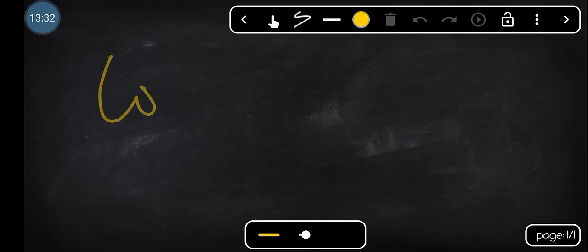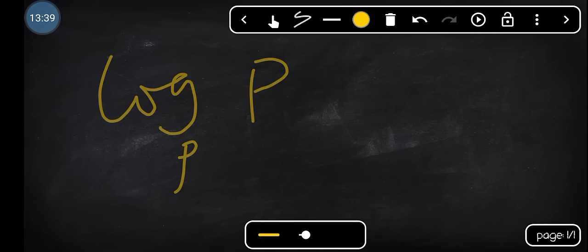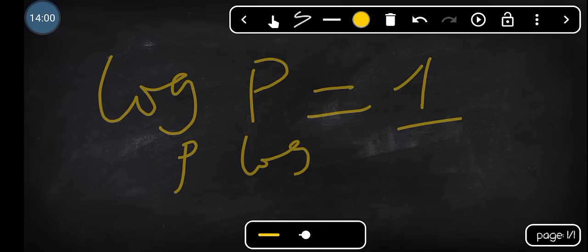So let's look at another beautiful law. If you have log p base p, I'm just using p, you can use any letter. Because the log and the base are identical, it is going to give us 1. So log p base p will give us 1. It means log 10 base 10 is going to give us 1.